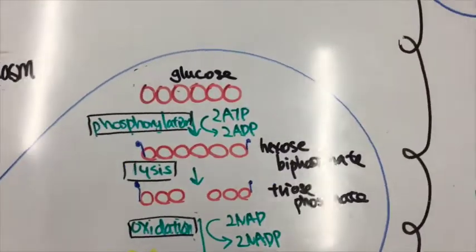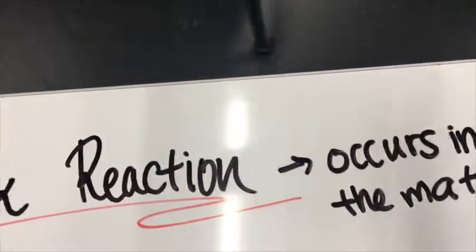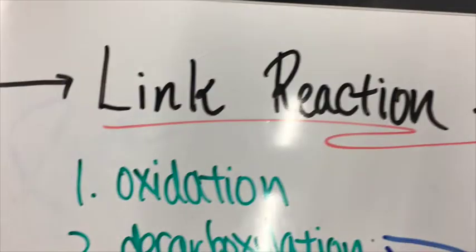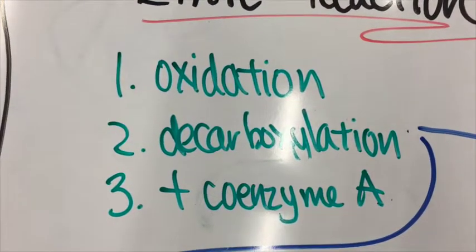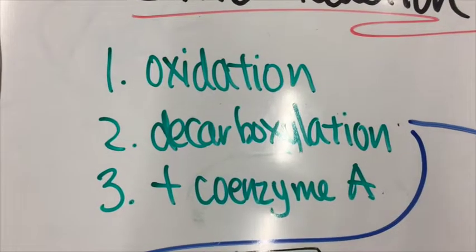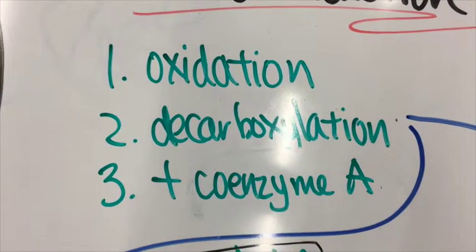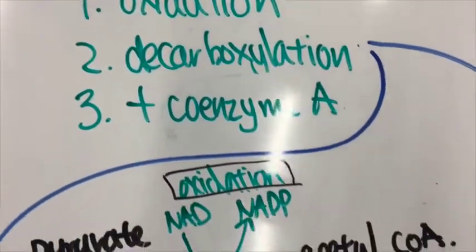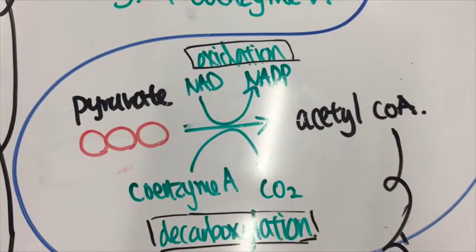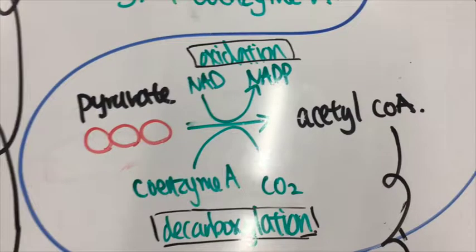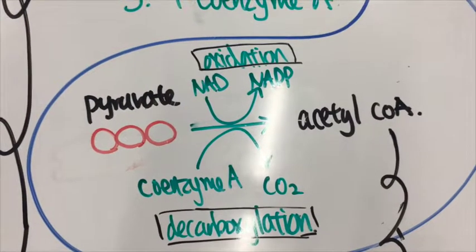The next step after glycolysis is the link reaction. The 3 steps in the link reaction are oxidation, decarboxylation, and the addition of coenzyme A. The link reaction occurs in the mitochondria, as the pyruvate formed from glycolysis is absorbed by the mitochondrion. Enzymes in the matrix of the mitochondrion remove hydrogen and carbon dioxide from pyruvate.